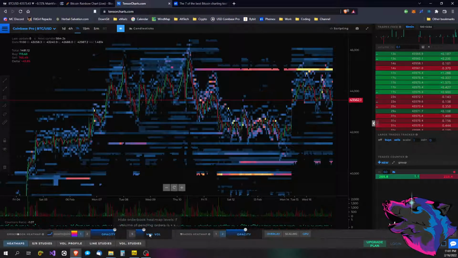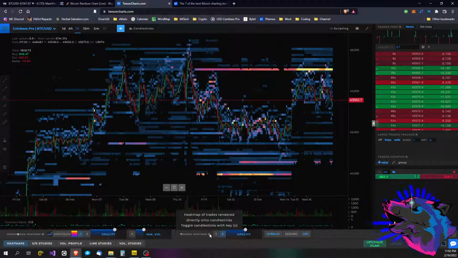Then here, you've got your minimum volume, and if you hover over, you get these little tool tips. So, hide order book heat map levels if volume of pending orders is less than whatever. Doesn't necessarily give you a value as you slide it, but you get the point. If you go up higher, you won't get as much of the color showing because it's not going to show you unless it reaches a certain volume threshold. And then you got this here, trades heat map. Heat map of trades rendered directly onto candlesticks. Toggle candlesticks with C key.